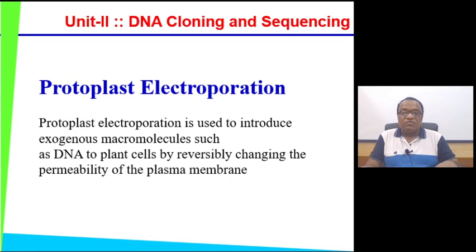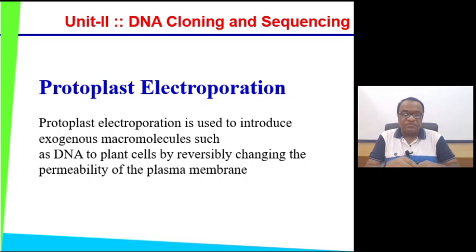Right. So moving on further, we have protoplast electroporation. Now, what is protoplast electroporation? Protoplast electroporation is used to introduce exogenous macromolecules, that is the DNA, such as the gene of interest, into the plant cells by reversibly changing the permeability of the plasma membrane.